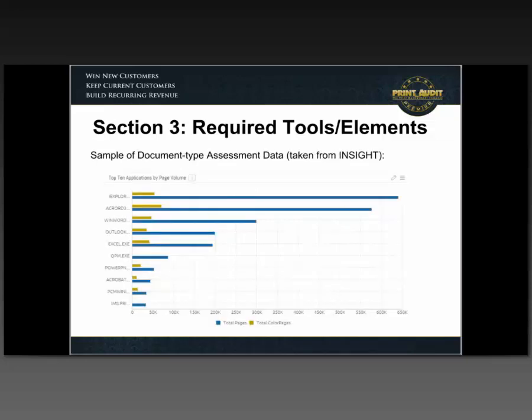Another view that we get, once we understand who those people are that are printing those volumes, is the top 10 applications by page volume. And you can see here that the number one printing application is Internet Explorer, so they are printing from the web, followed by Adobe, WinWord, email, and Excel, and so on. This is really important because as we start to build our seat-based price, we want to understand what kind of areas we can look to further help them control and measure.